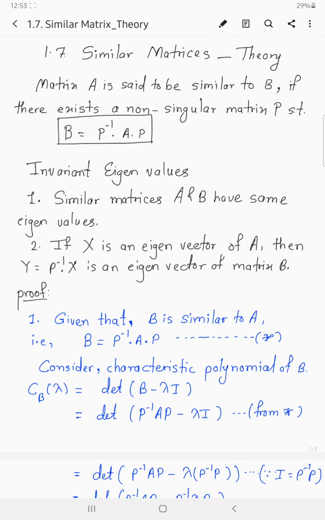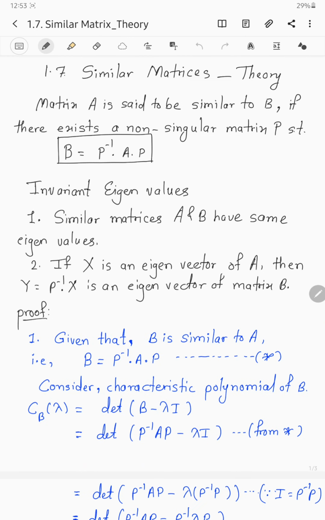In today's topic, we are going to see similar matrices. Let A be our given matrix. Matrix A is said to be similar to matrix B if there exists a non-singular matrix P such that B can be written as P inverse A P.